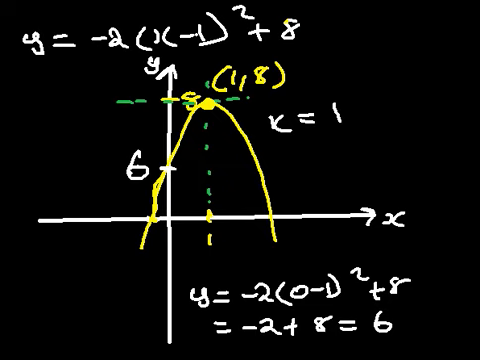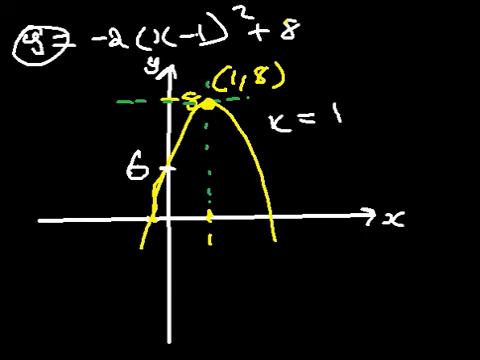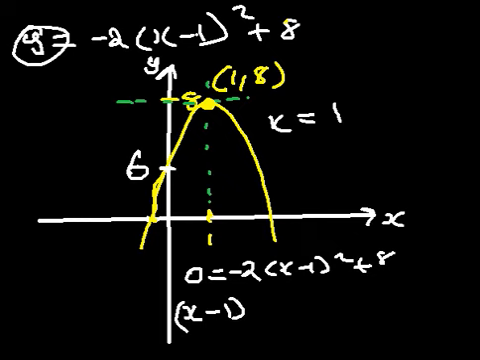Now I'll have to solve for x upon having y as 0. So now I'll have it like this for the x-intercept. I need to have it this way: 0 is equal to negative 2 times (x minus 1) to the power 2 plus 8. So which means now x minus 1 to the power 2 plus 8 is equal to, I've divided everything. Actually it should be like this.